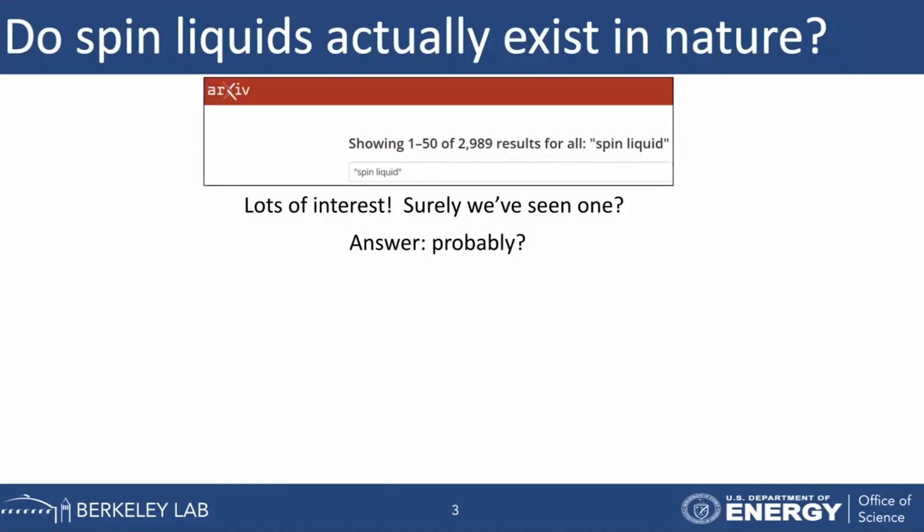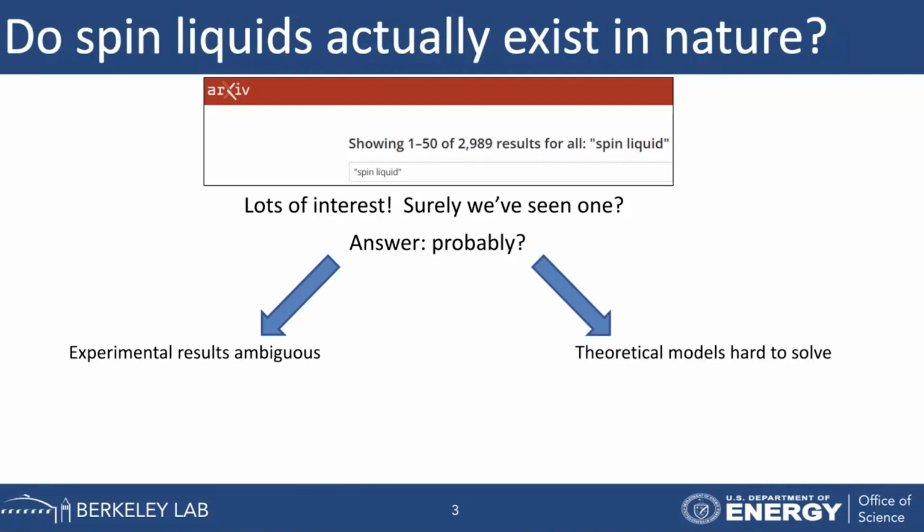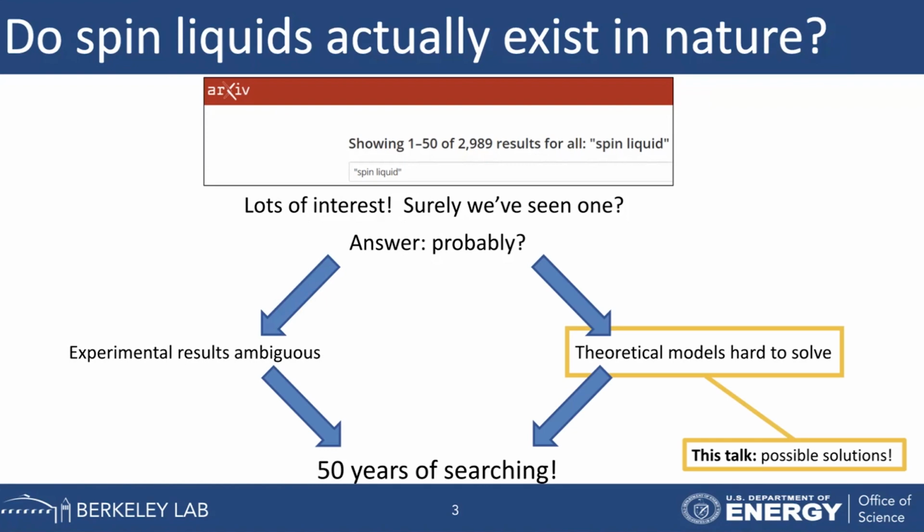So why is that? Well, there's a couple of challenges. One is that experimental results can be in some ways ambiguous, and then to try to clarify what the experiments are telling us, we need to do some theory work. And then it turns out that theoretical models are really hard to solve. A combination of these two things means that we've been looking for spin liquids for 50 years without actually finding one definitively yet. So today I'm going to tell you about why these theoretical models are hard to solve and some possible solutions.